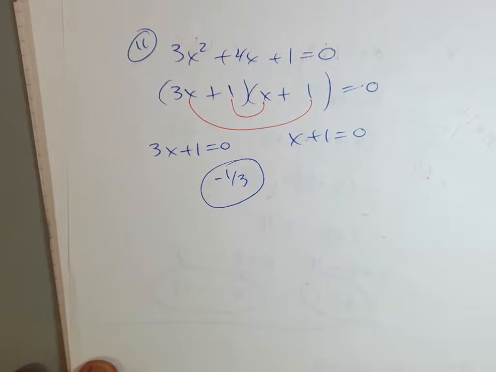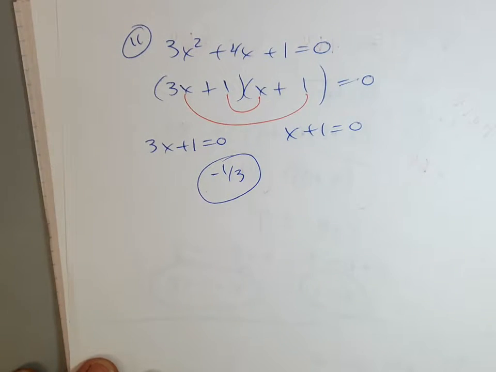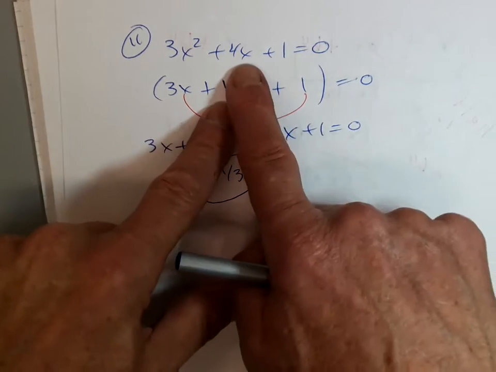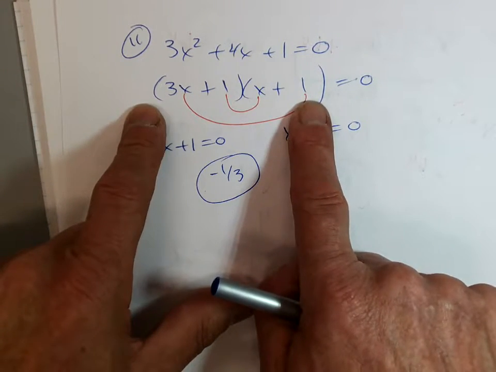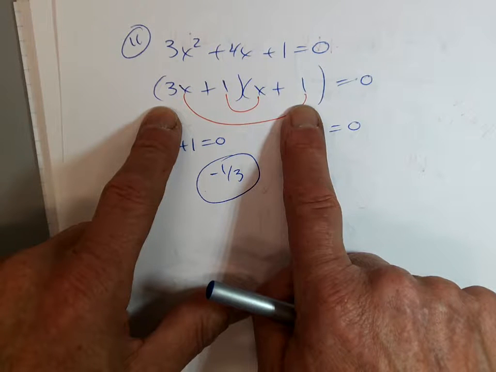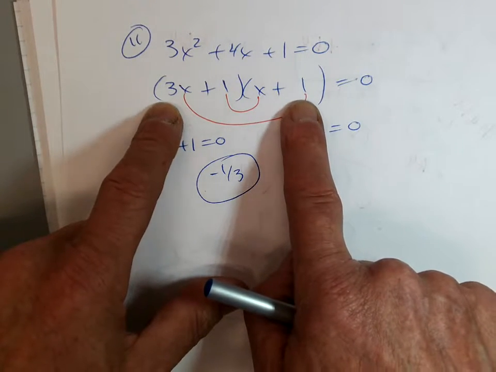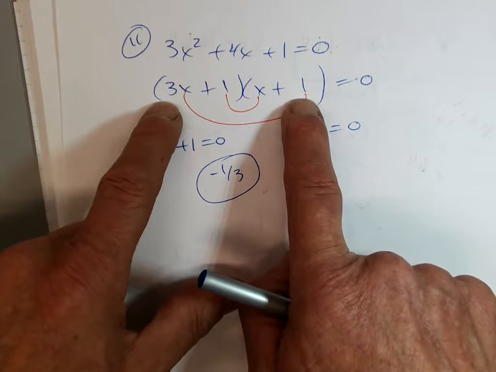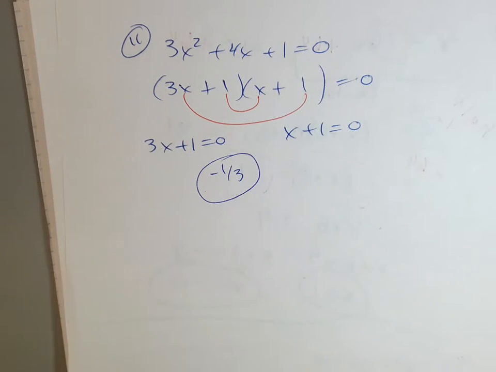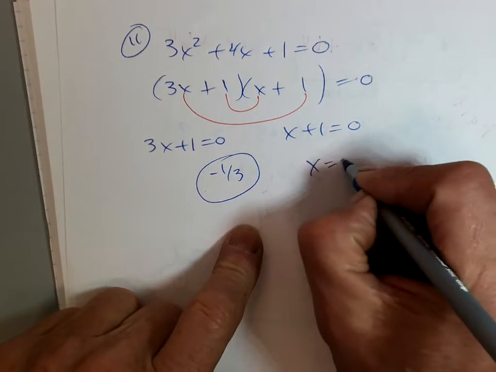Why? I'm really confused. How is it 3 and 1 equals 4? 3 and 1 equals 4. Plus 1 is 5. 3 times 1 is 3. Thank you. Got it. And x equals negative 1.